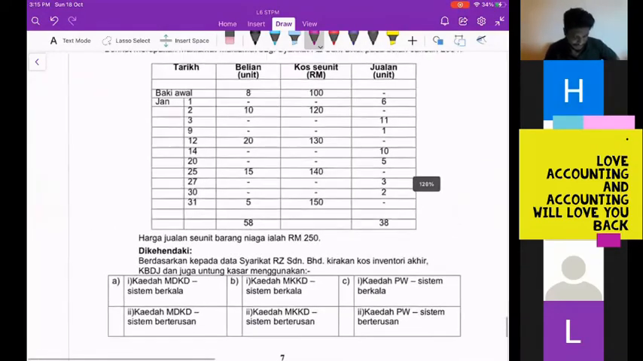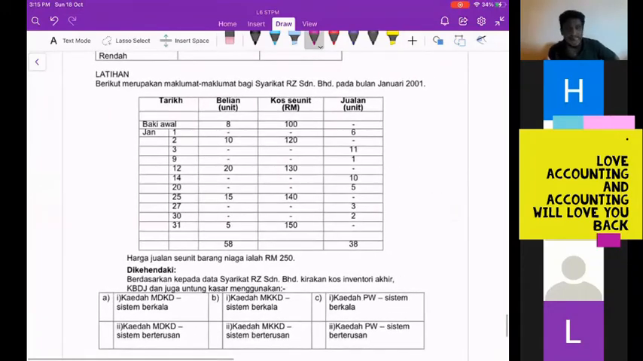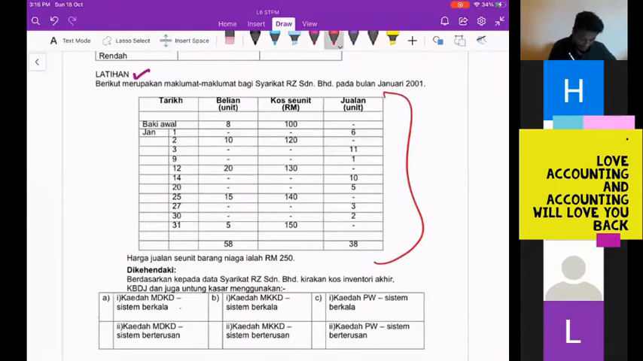Okay, before I continue, let me tell you this. This is latihan. The question that I do in the class will be smaller. The question that I give you as homework is bigger lah. More transactions here, because it will take more time, so you do it at home. This one you need to do exactly the same thing, kaedah sistem berkala. Whatever we did just now, exactly the same thing.